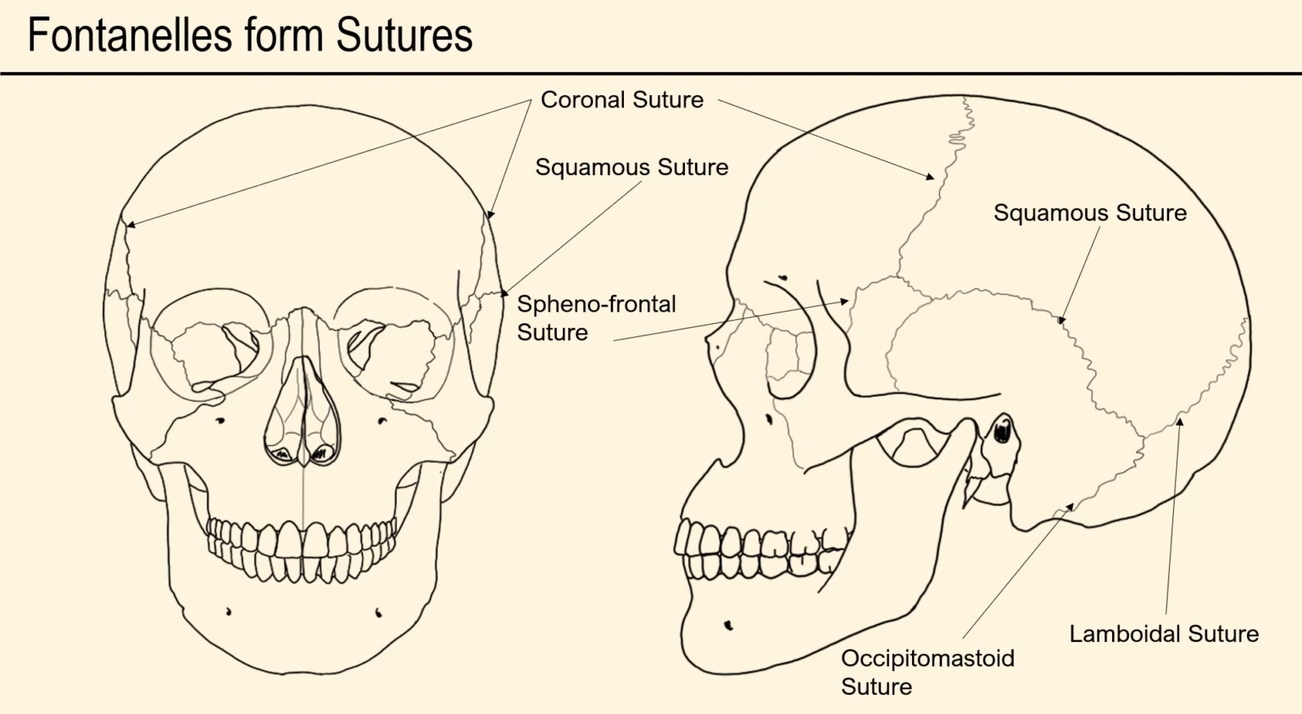The sphenosquamous suture is found on both lateral sides of the skull. It is a vertical suture between the anterior aspect of the temporal bone's squamous part and the greater wing of the sphenoid bone. It usually ossifies around the age of 10.